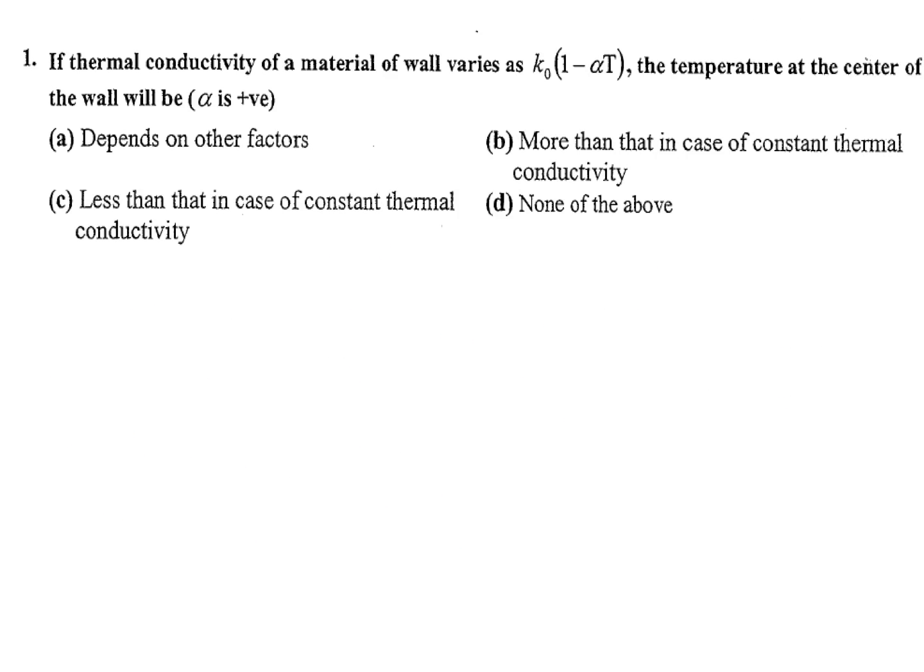If thermal conductivity of a material of wall varies as K0 into (1 minus alpha T), the temperature at the center of the wall will be, if alpha is positive, then how much? This one was already discussed.